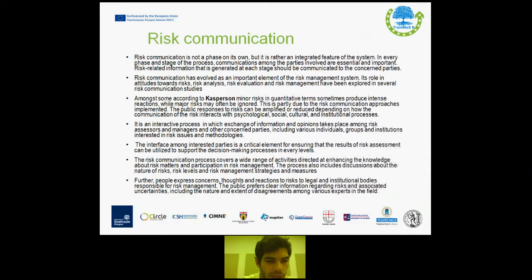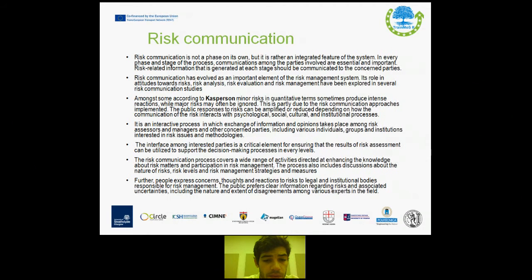We're moving to the risk communication process. Risk communication is not a phase on its own, but rather an integrated feature of the system. In every phase and stage of the process, communication among the parties involved is essential and important. Risk-related information that is generated at each stage should be communicated to the concerned parties. Risk communication over the years has evolved as an important element of the risk management system. Its role in attitudes towards risks, risk analysis, risk evaluation and risk management has been explored in several risk communication studies.